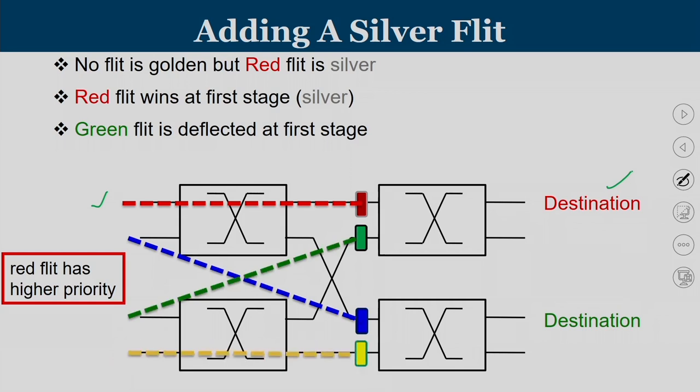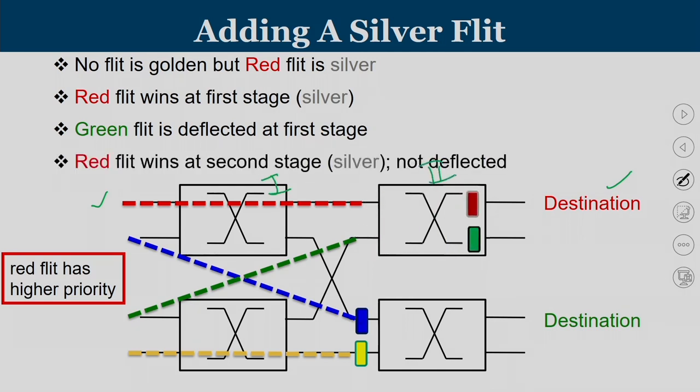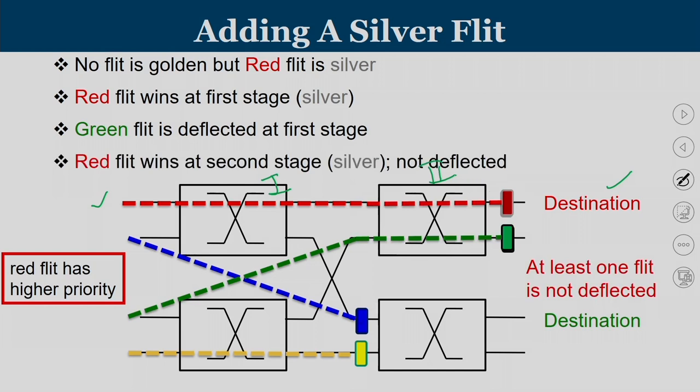Now, the third stage: since the red flit is silver, it is going to have the highest priority in both the arbiter stages. Both in stage 1 and in stage 2, the silver flit is going to win. So, the red flit at the second stage also is going to be the winner, and thereby it makes sure that the red flit wins. So, the idea of the silver flit is that in both the stages of the arbiter, the silver flit will get the highest priority. Thereby, you make sure that the silver flit gets a productive port and will never be deflected.